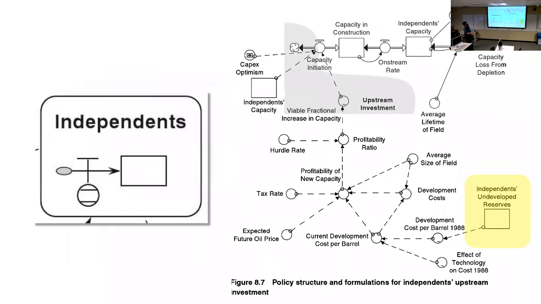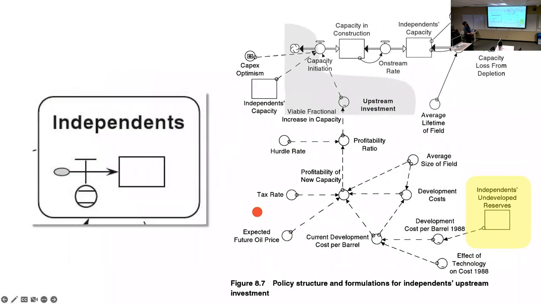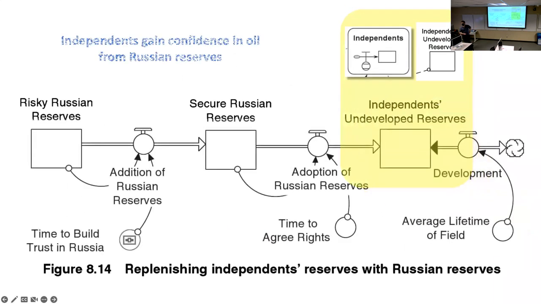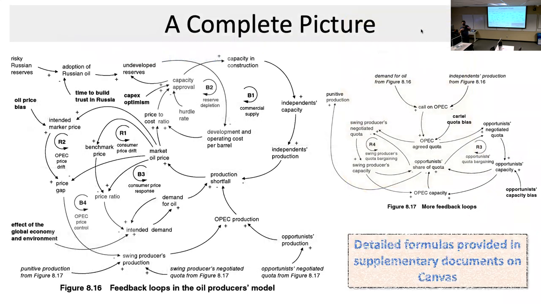So if I go back here, none of the rest of this changes. We just bolted on a Russia section to these undeveloped reserves. And then that will have downstream effects on these dynamics here. So that's how we add Russia in. And that kind of completes the post-USSR breakdown model. Very different from the oil model we have today, but at least it was much better for the oil market then.